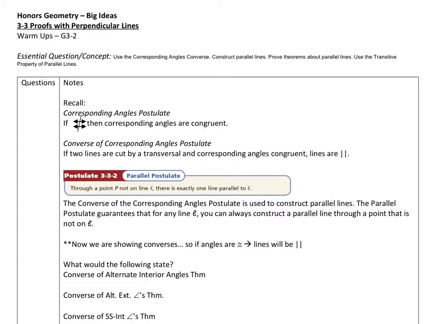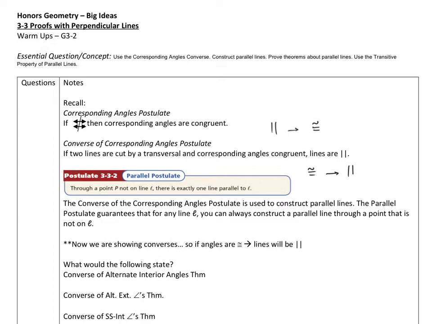So let me write that out for you again. If you've got parallel lines, then you can say the angles are congruent. Here, if you've got the corresponding angles congruent, then that implies the lines are parallel. And I probably should have written parallel like this up here as well. All right, anyway, moving on.